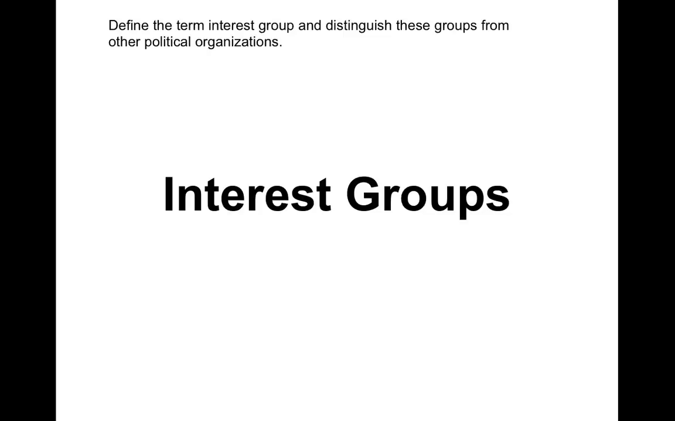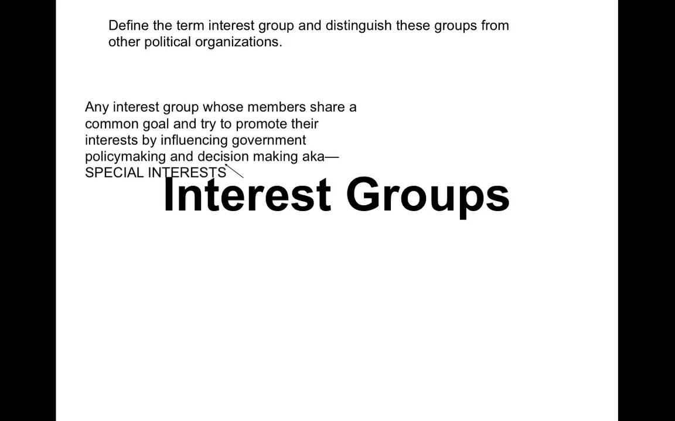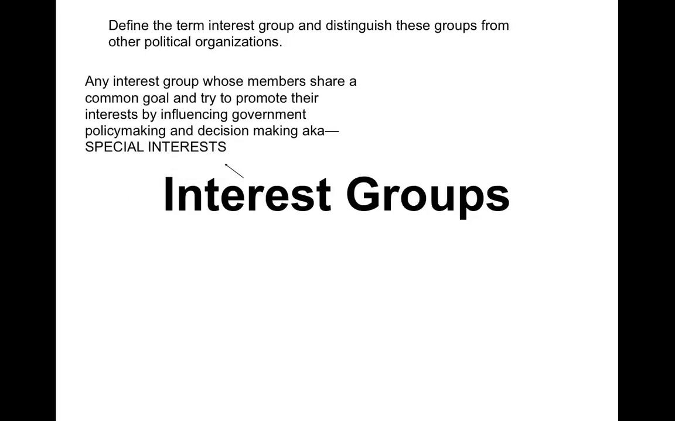Don't worry about the top part. Define the term interest groups, and distinguish these groups from political organizations. Interest groups should be in your vocab, but we'll do this right here. Interest groups are groups whose members share a common goal and try to promote their interests by influencing government policies and shared decision making. These are special interest groups.